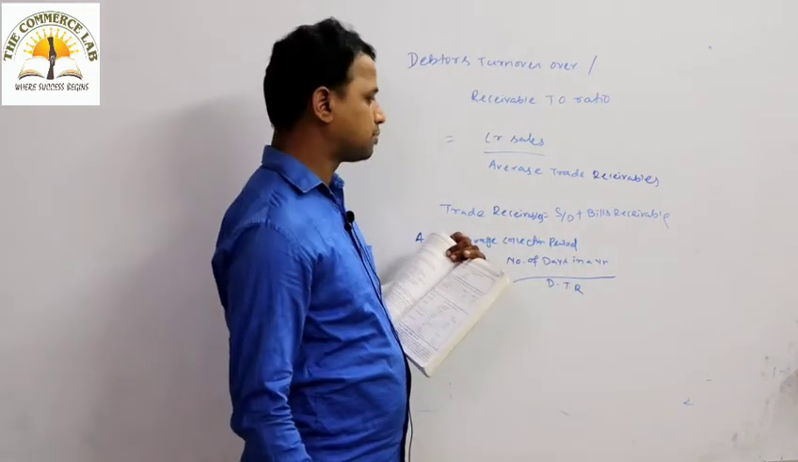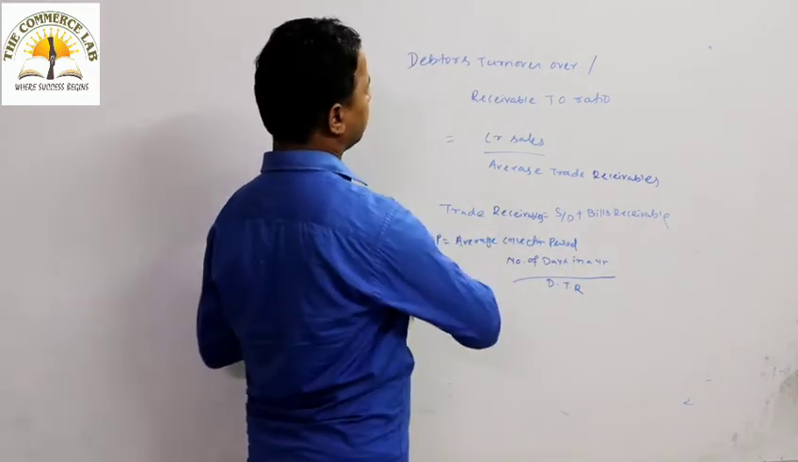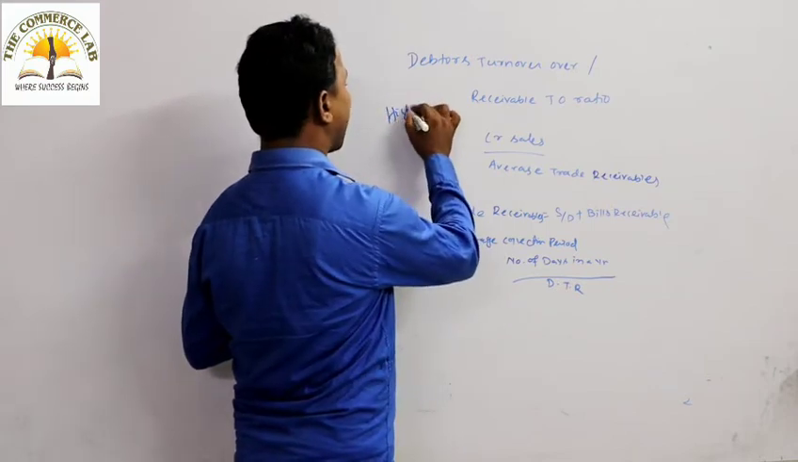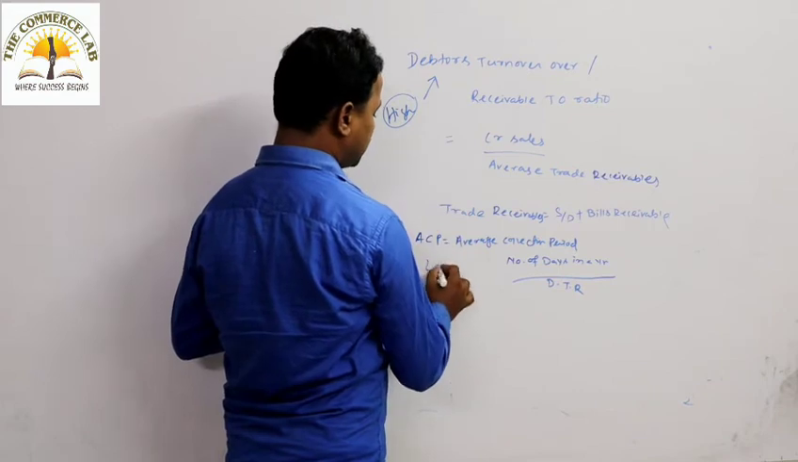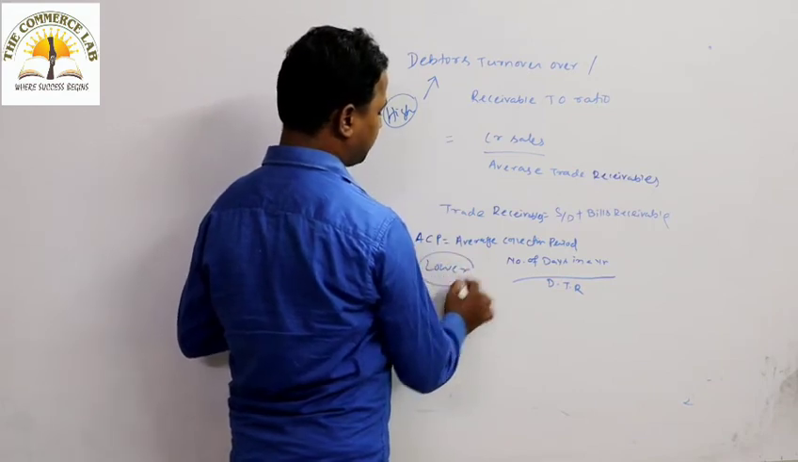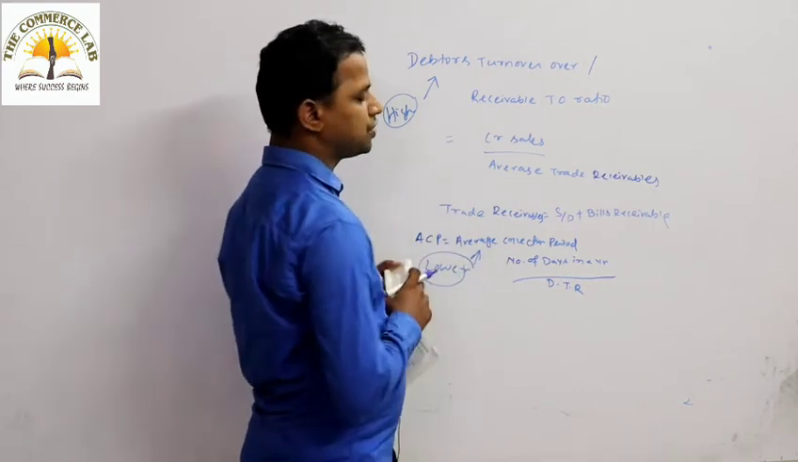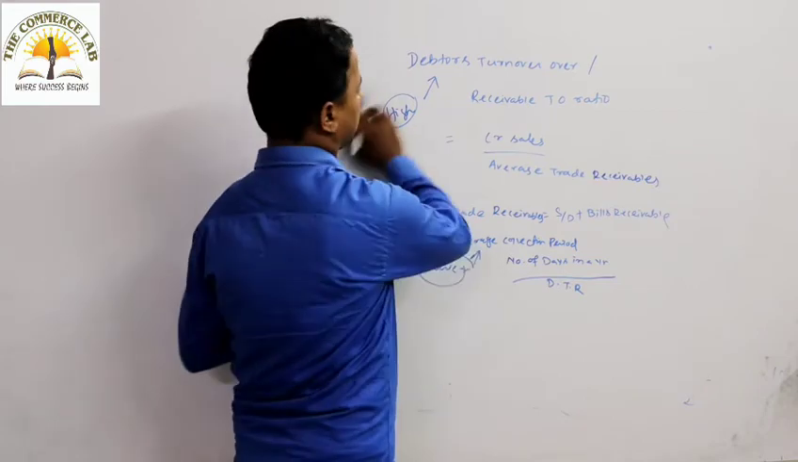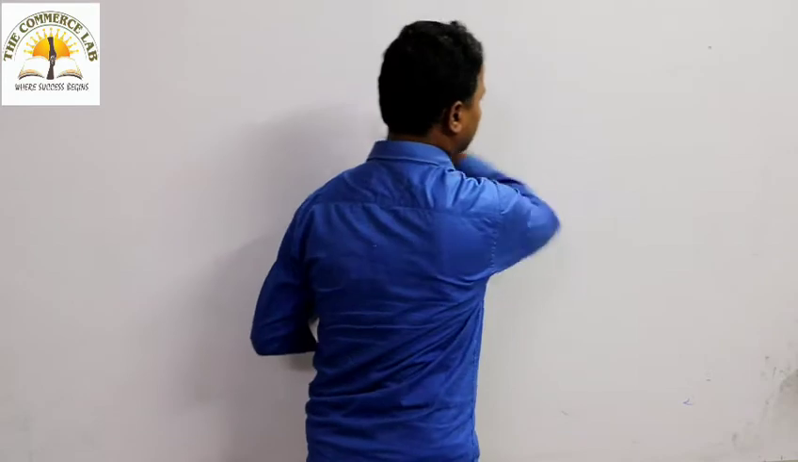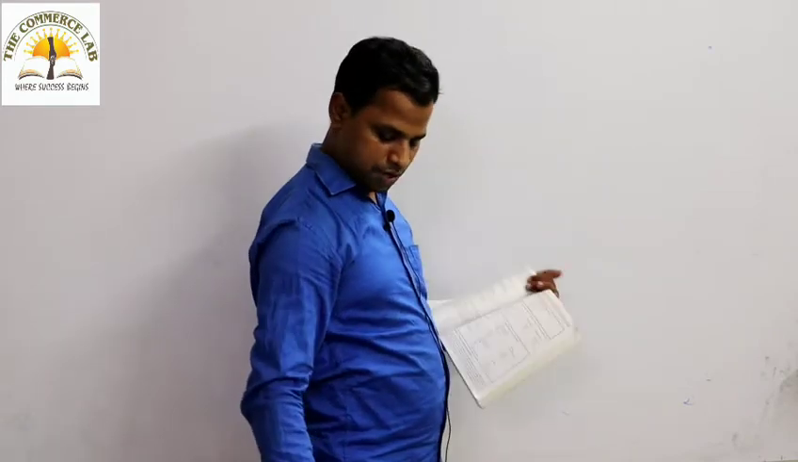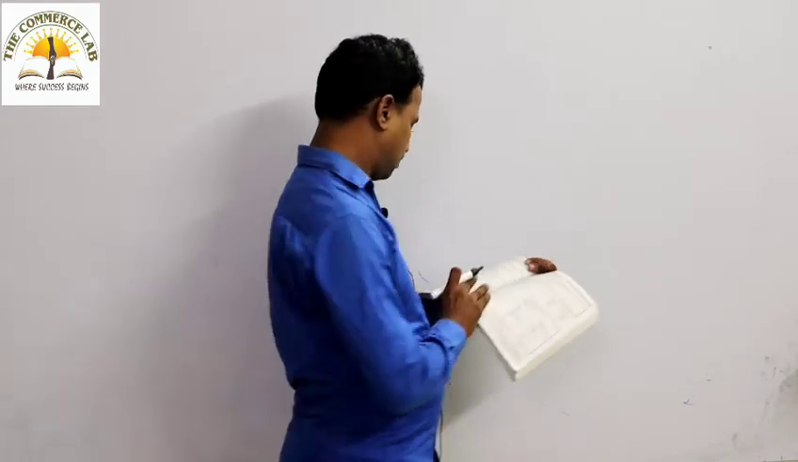So let's go for a small problem for this debtors turnover ratio. Always remember, the higher the debtors turnover ratio, the better is the efficiency, and the lower the average collection period, the better is the efficiency of the particular organization. So let's go for a particular problem. Okay, so what is given?